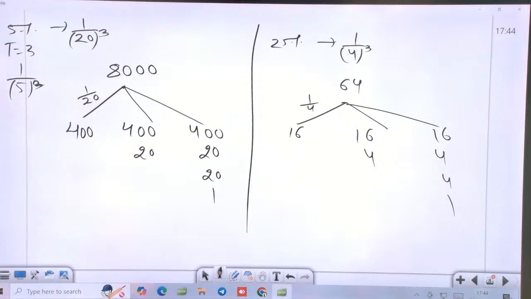The next rate of interest is 40%. This is the last one. 40%. Done?